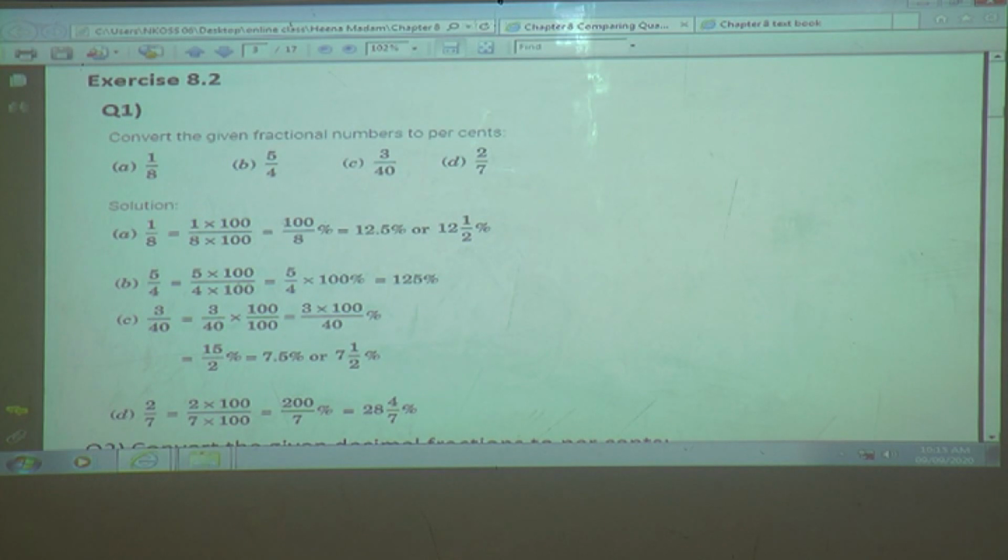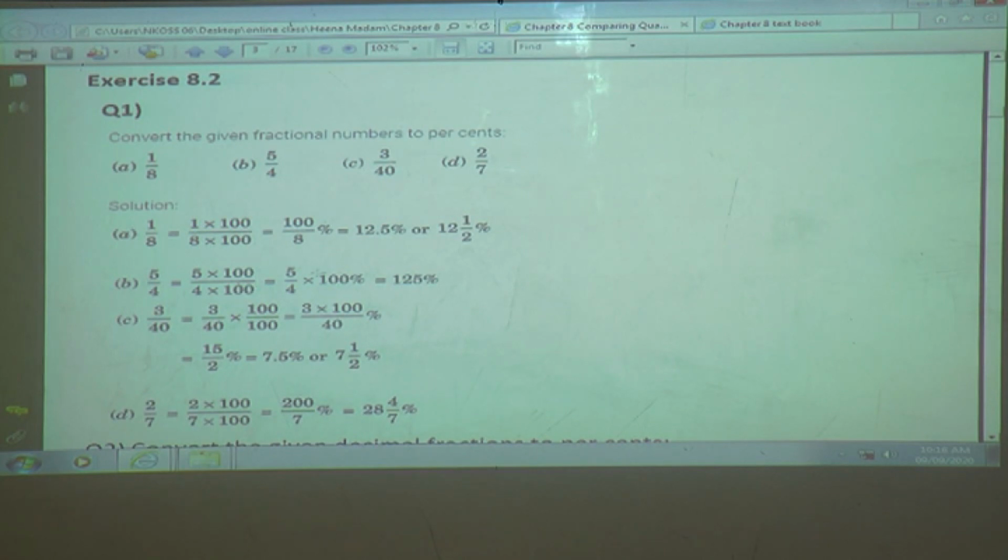What we have done here is multiplied by 100 upon 100, or you can multiply directly with 100, both are correct. So 100 divided by 8, after reducing this we get 12.5%. Another example, 5 upon 4, again we will multiply it by 100. I have given this method, and here also another method, so it will be easier for you.